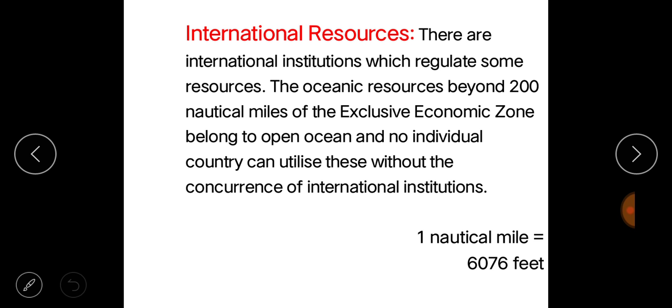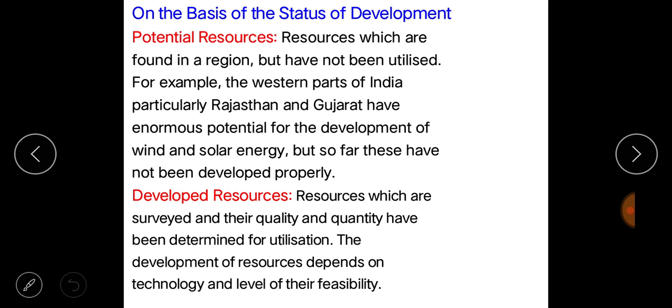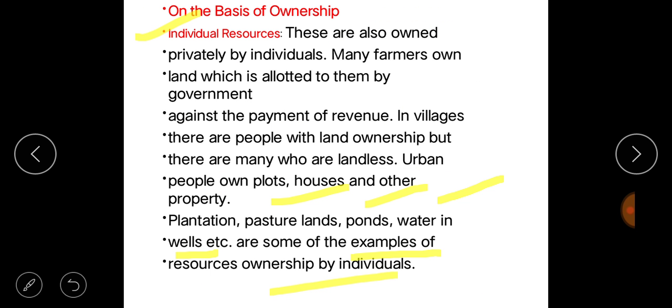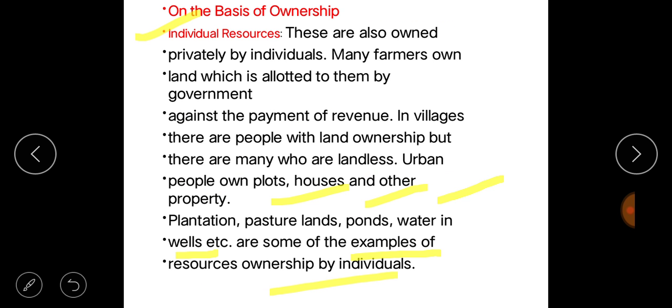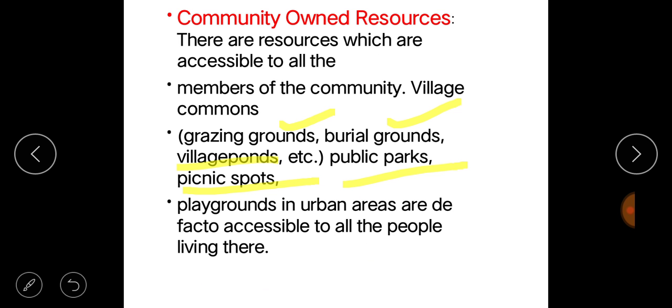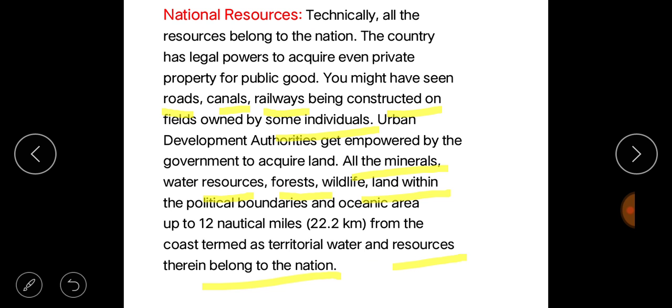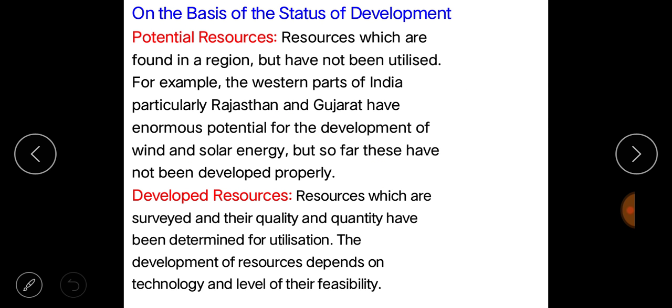One nautical mile is equal to 6,076 feet. Okay, now this was on the basis of ownership. On the basis of ownership, there are individual resources, community resources, national resources, and international resources. Now, on the basis of status of development.